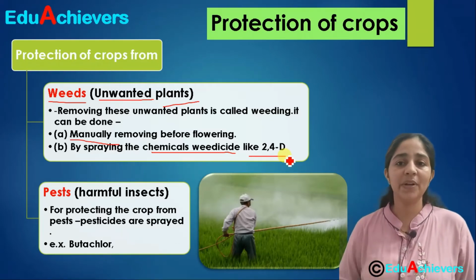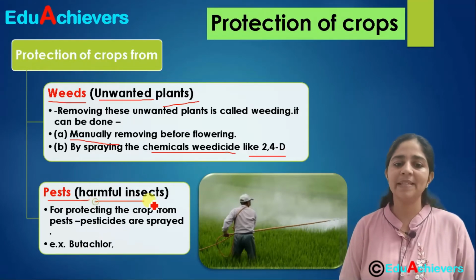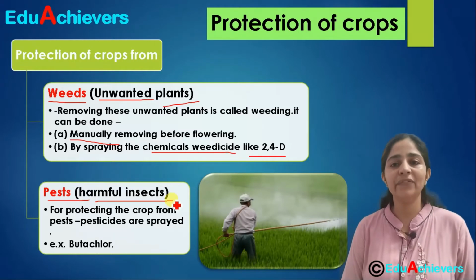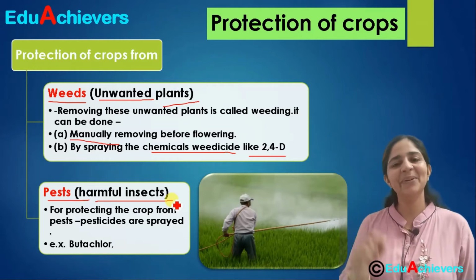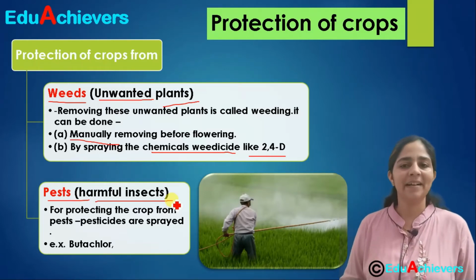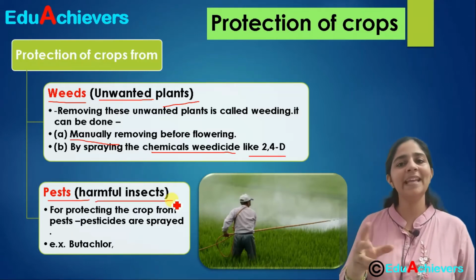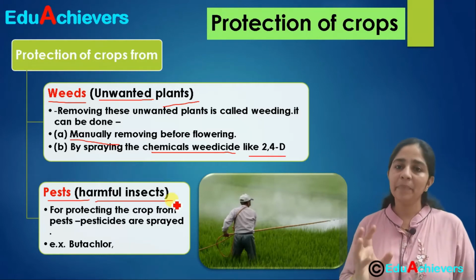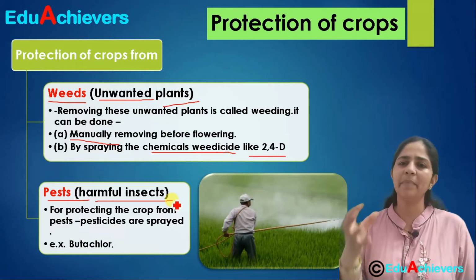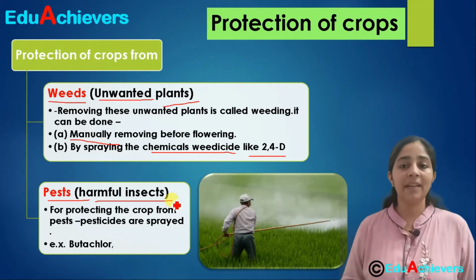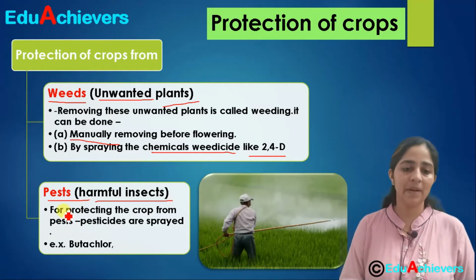The second thing we need to protect the crop from is the pests. What are pests? Pests are harmful insects. Sometimes a few days back we had that tiddy dal. Those are unwanted insects that can harm the crop because they will eat away the leaves of the crop. That is something attacked from outside. But sometimes many insects grow in a particular area and can harm the crop. So that is what needs to be protected from.